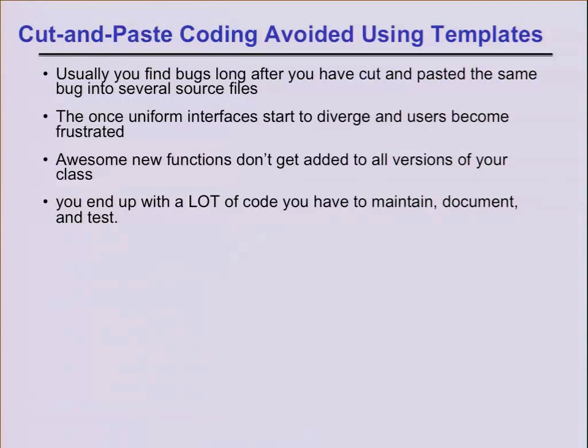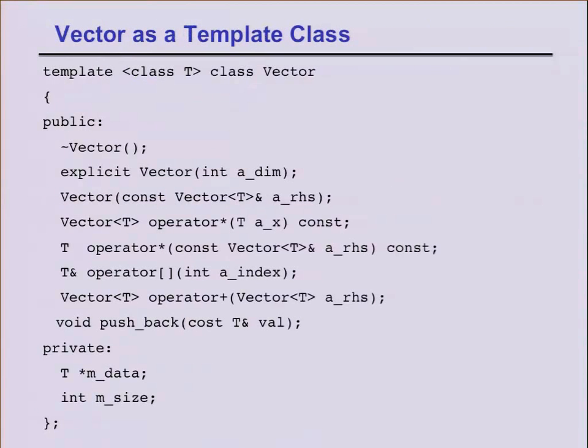So how do templates work? Rather than try to explain them in the abstract, I'm going to show you a little example. So we want vectors. So here is a class vector. And the way to think of a vector is this is a way of defining vectors of anything of class, read as type T. So it can be vectors of ints, it can be vectors of floats, et cetera.